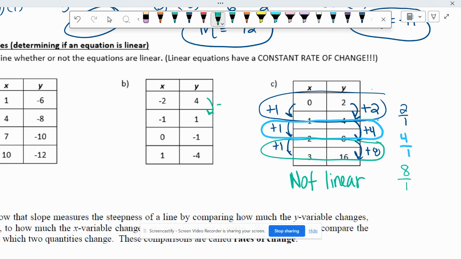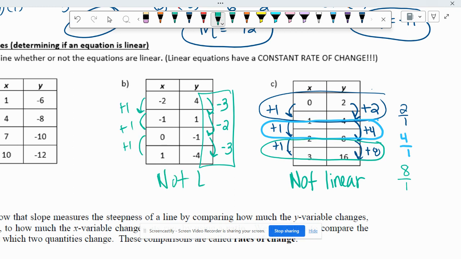This one went down by 3, down by 2, and then down by 3 again. If these numbers are not the same, and these numbers are the same, +1, +1, +1, you're going to have something that is not linear.